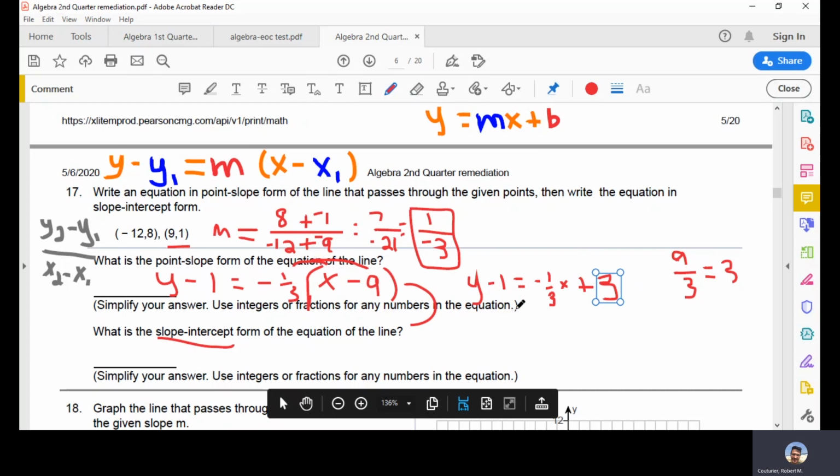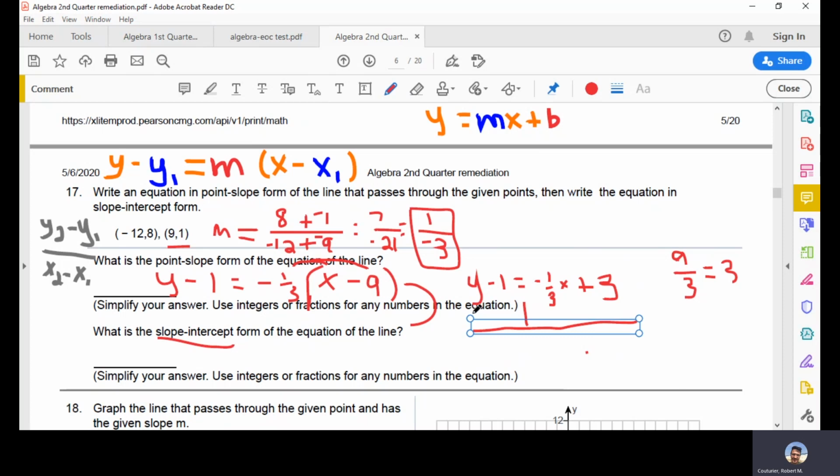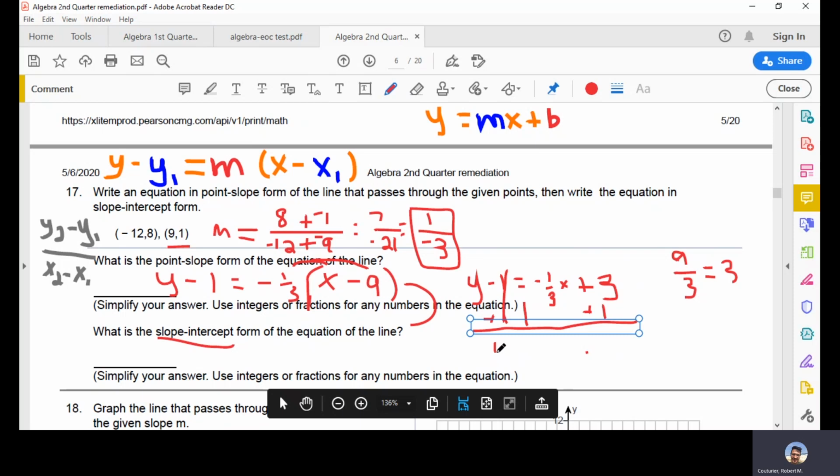Is y by itself yet? No. We have one more step to do, and we have to solve our equation for y. Remember, we must keep it like a scale. What you do to one side of the equal sign, you have to do to the other. So we add 1 to both sides. Great. These cancel and leaves us y equals negative 1/3 x. So 3 plus 1 is 4. And here is our slope-intercept formula.